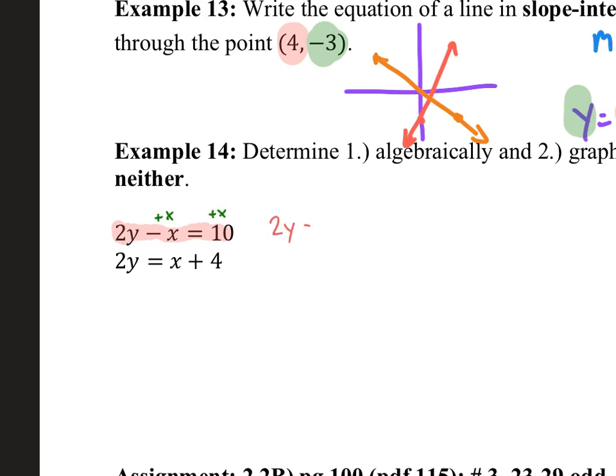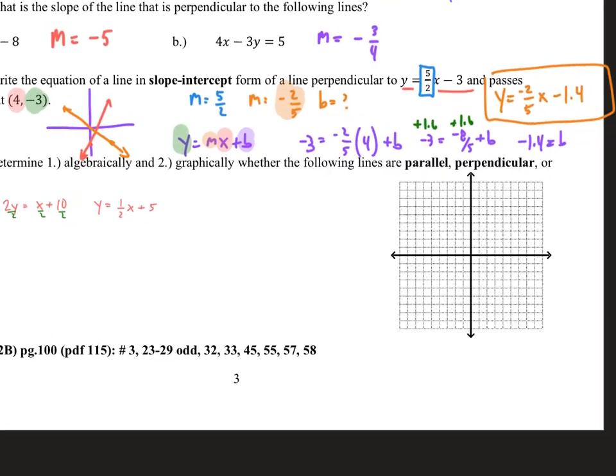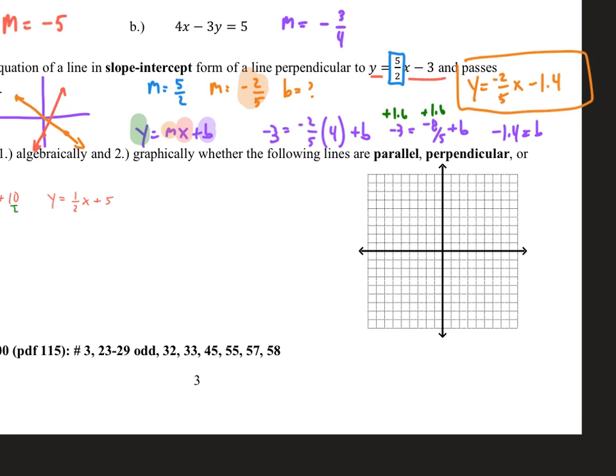That'll give me 2y equals x plus 10. Then divide both sides by 2. That gives me y equals 1/2 x, and of course 10 divided by 2 is 5. I'm going to go ahead and graph that. My y-intercept is 5. My slope is 1 over 2, so rise 1, run 2, rise 1, run 2, and so forth. Or I can go backwards, down 1, left 2. So my line should look something like that.